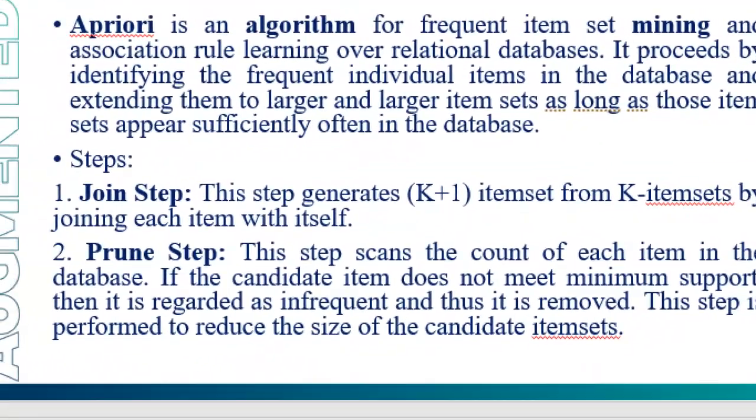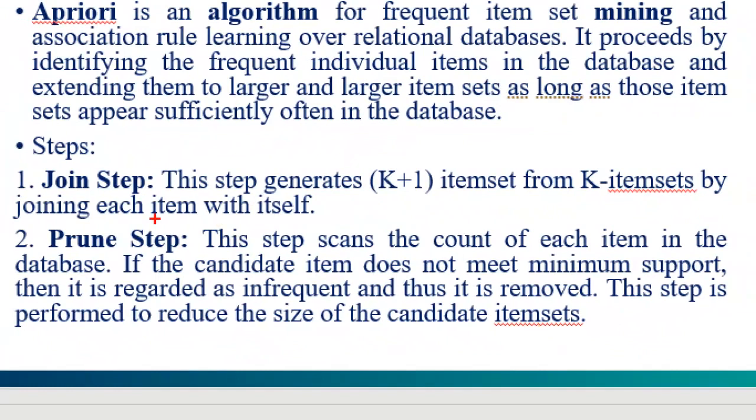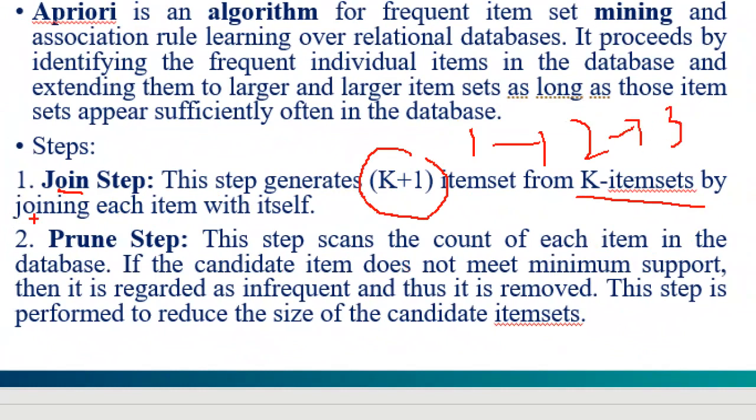In the join step, it generates k plus 1 item sets from the k item sets. That means it will generate two item sets from the one item sets, three item sets from the two item sets, and so on, by joining each item set with itself. We will discuss this in detail with an example.